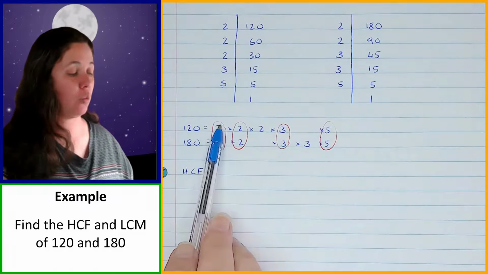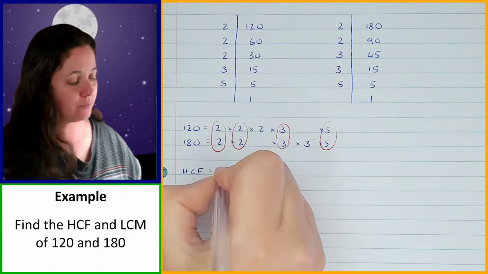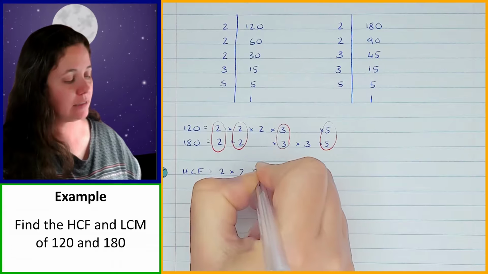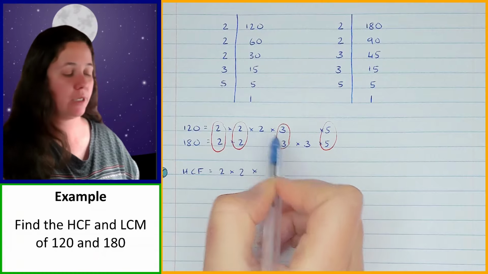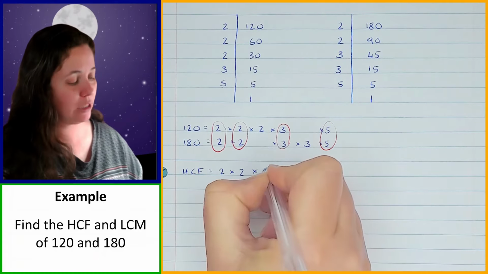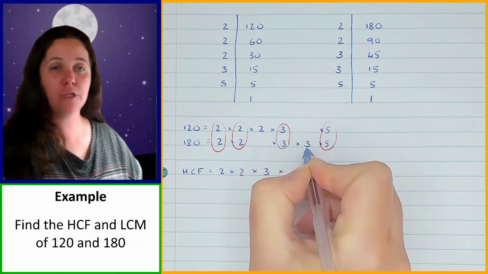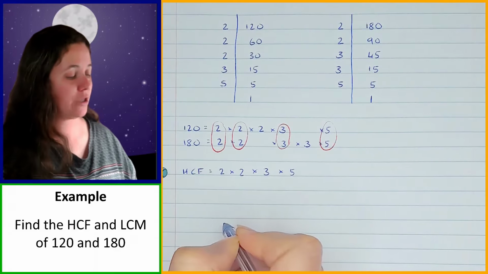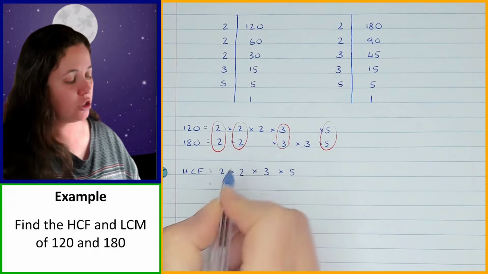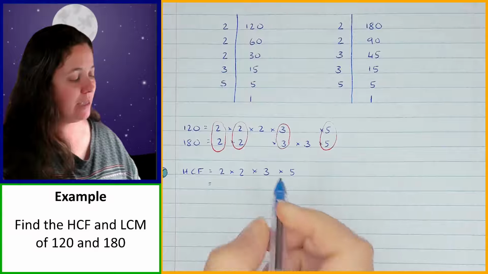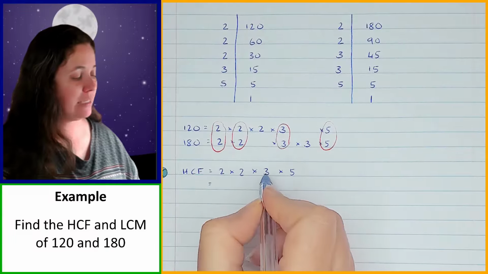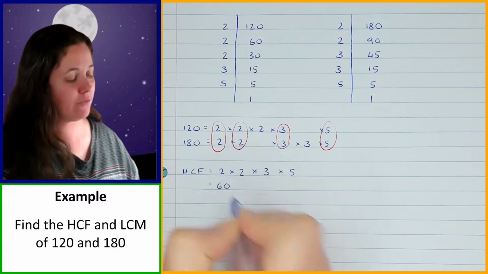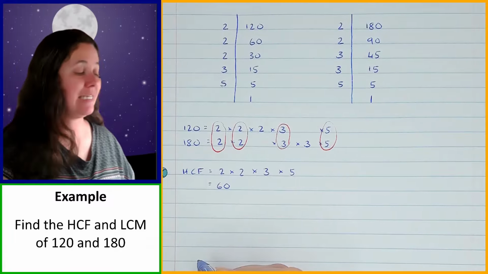So I'm going to write down a 2 for that over there, times a 2 for that over there, times, I'm not going to do this one because it wasn't common. Then I'm going to multiply by this 3 over here, and I'm not going to do this 3 because it's not common. I'm going to multiply by this 5 over here, and then I can work that out. Okay, so that gives me 2 times 2 times 3 times 5: 2 times 2 is 4, times 3 is 12, times 5 is 60. So my highest common factor for 120, 180 is 60.